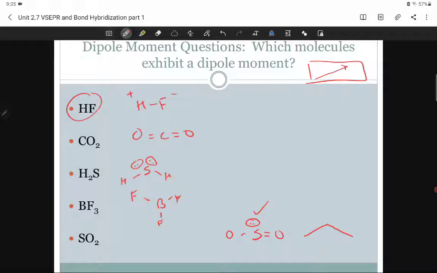The dipole moment would be: sulfur is less electronegative, so it's going to be partially positive. And it's a little better if I would have drawn it like this to signify, to show you that it has a dipole moment. Two-dimensionally.